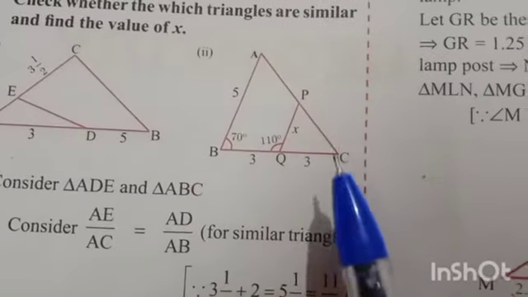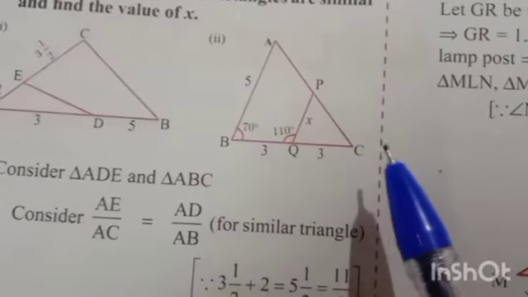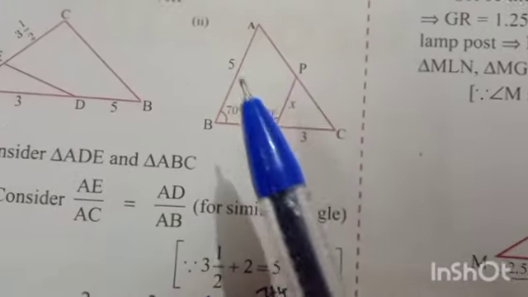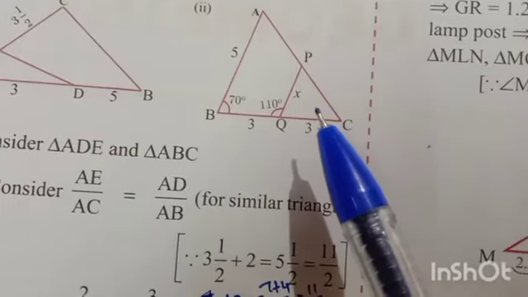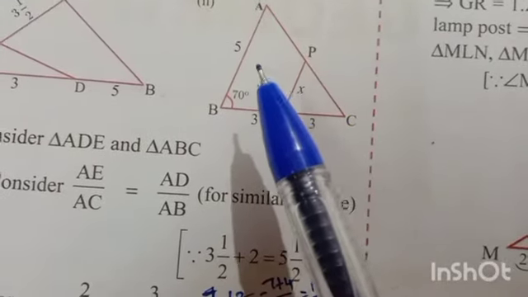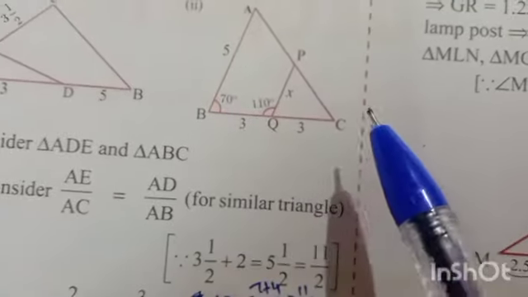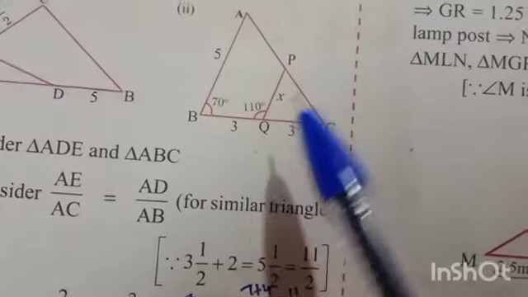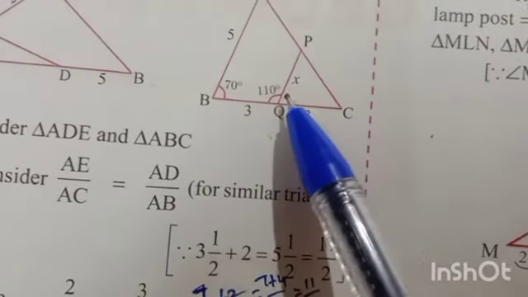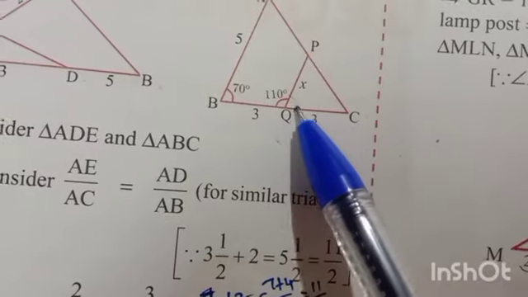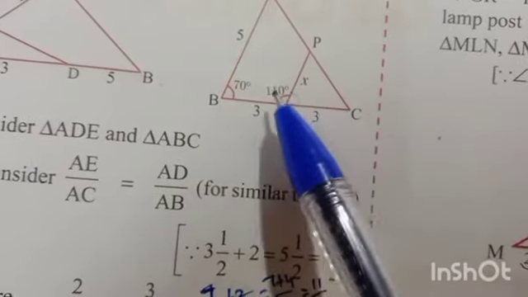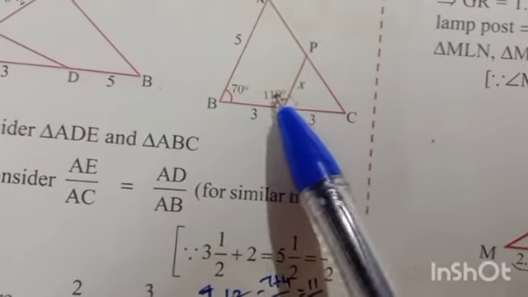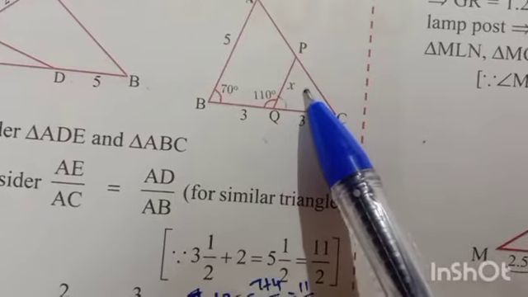Now observe the second picture, with triangle ABC and another triangle PQC. We have to apply the AAA criteria here. In triangle ABC, we have one angle and two side values. For this triangle we have to find this angle. These two angles are a linear pair, and the sum of a linear pair is equal to 180 degrees. So how do you calculate this angle? 180 minus 110 is equal to 70 degrees.